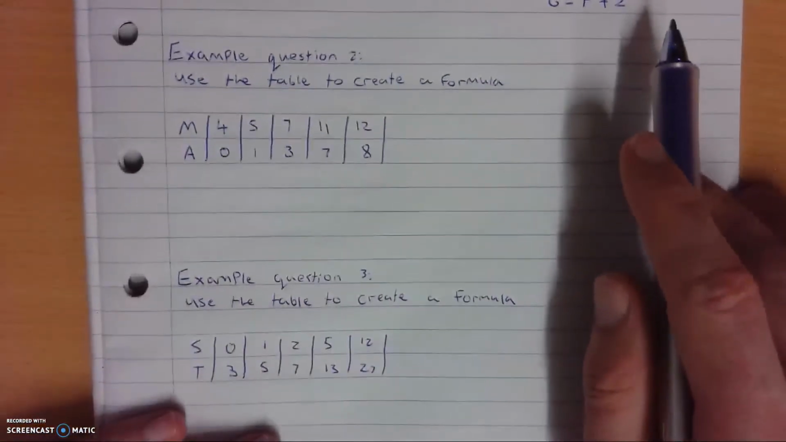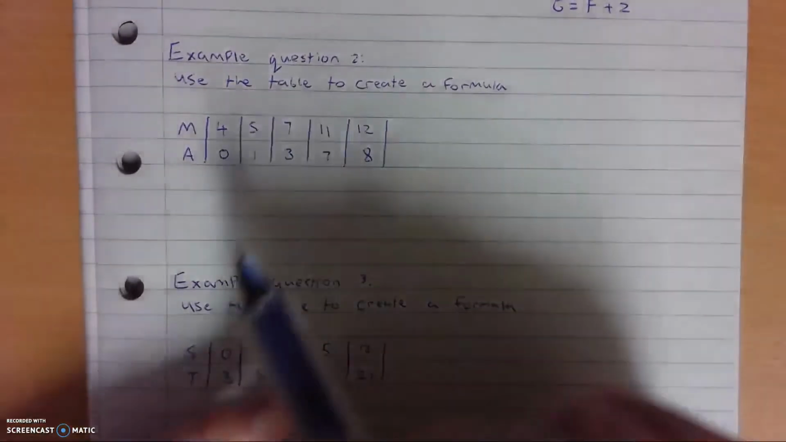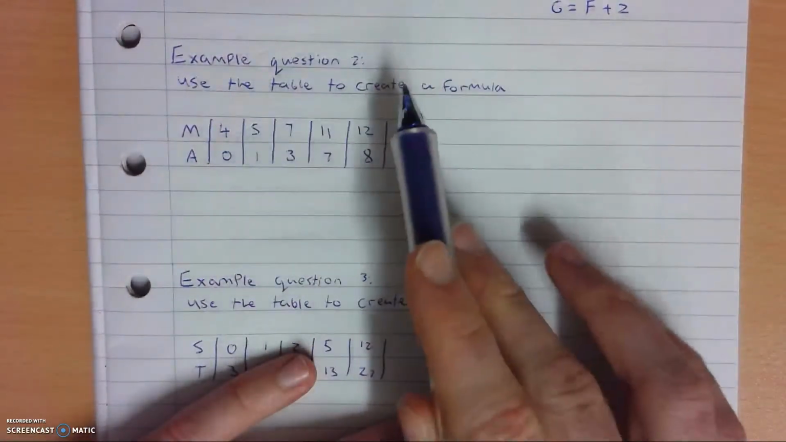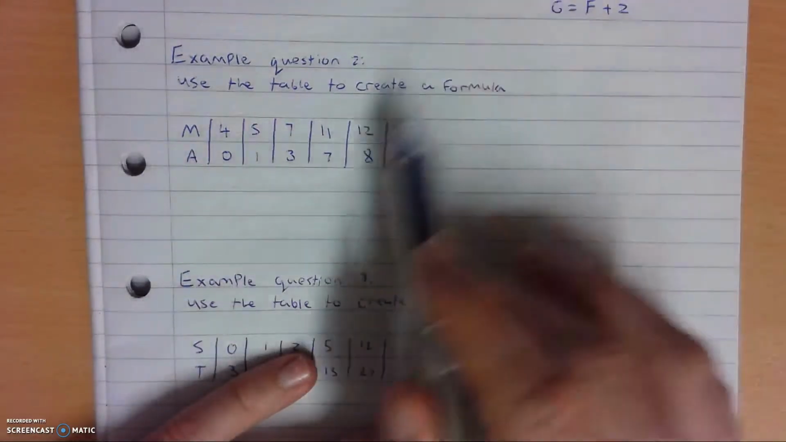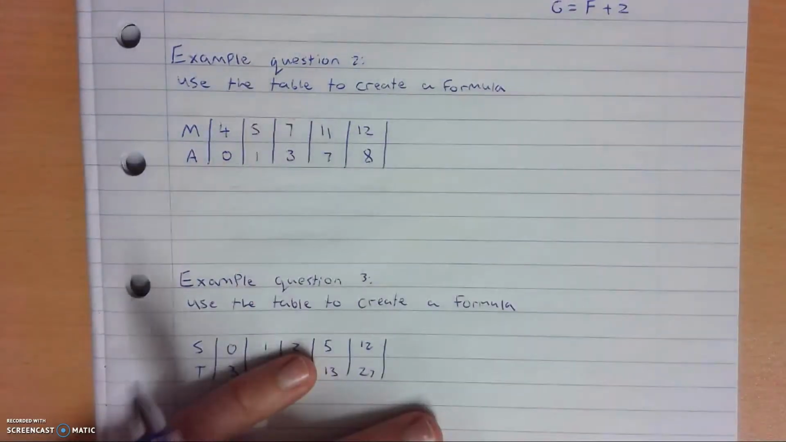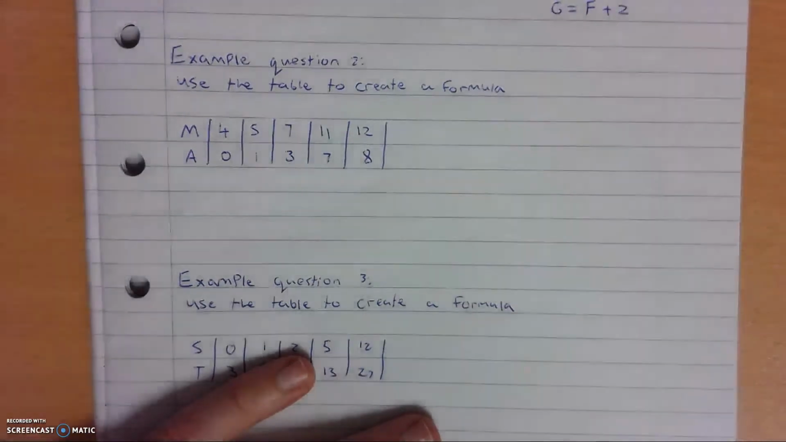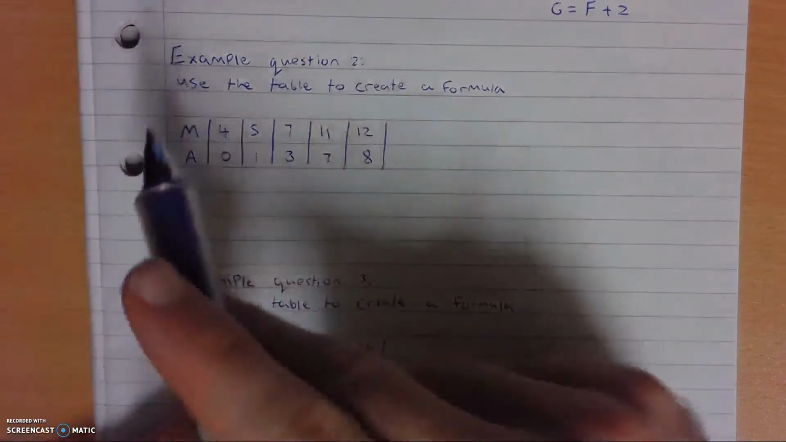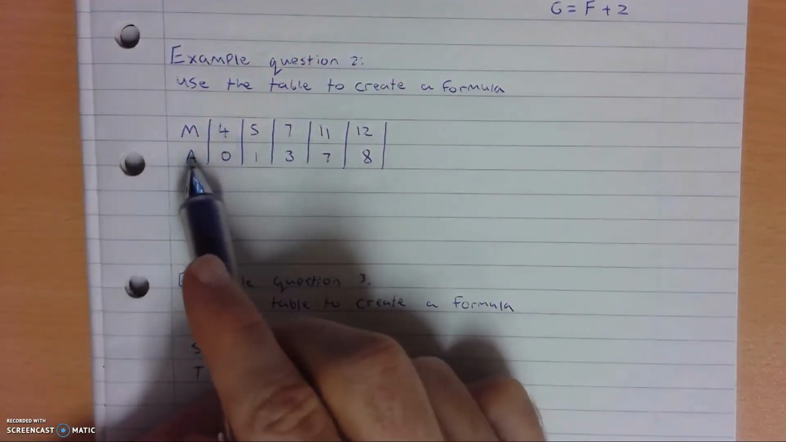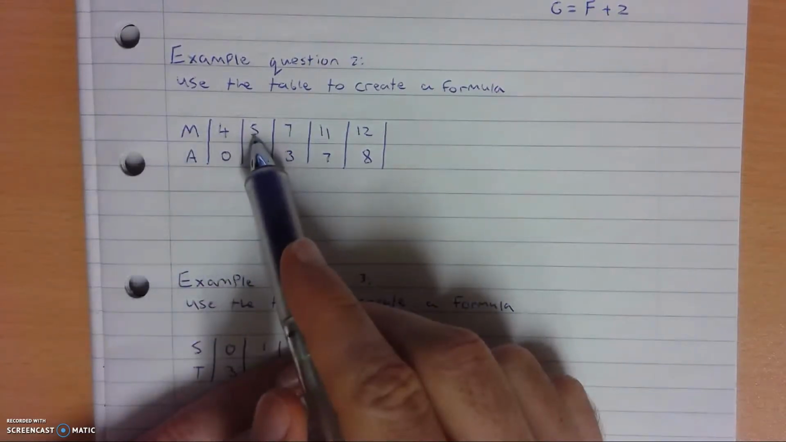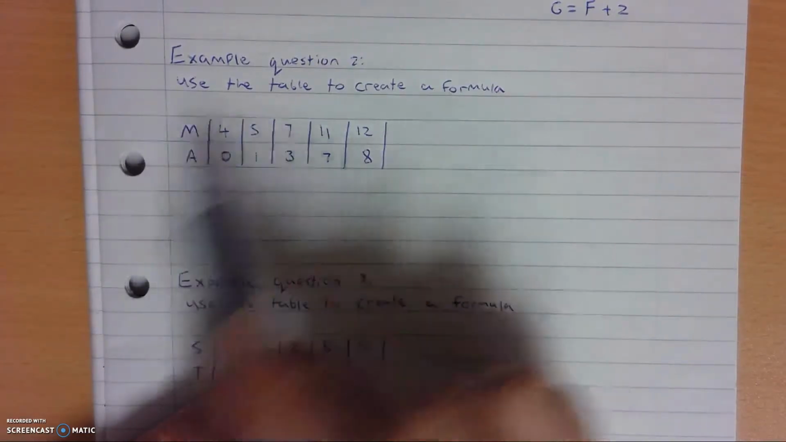All right, moving on to something a little bit different. Use this table to create your own formula. So create the whole formula for this table right here. What we do is use something very similar to what we did before. I know that when A equals 0, M will equal 4. When A equals 1, M will equal 5. When A equals 3, M will equal 7.